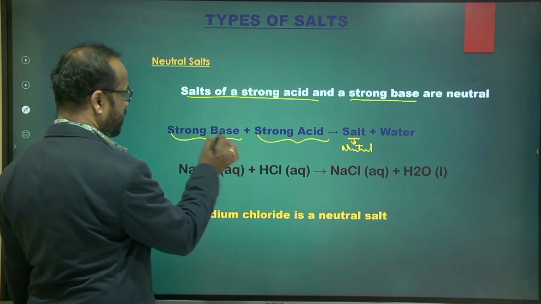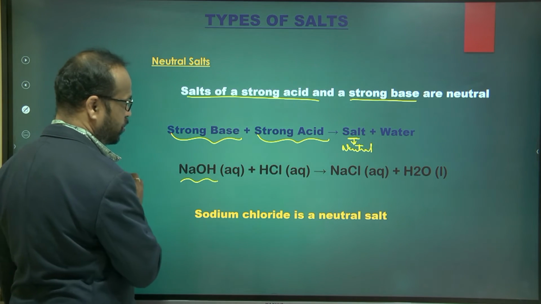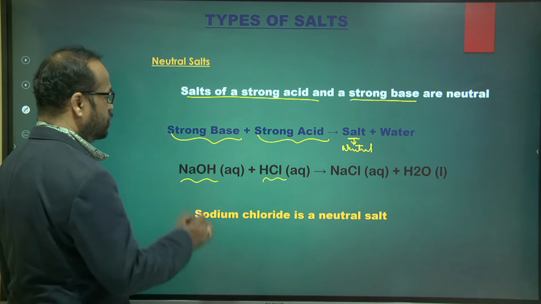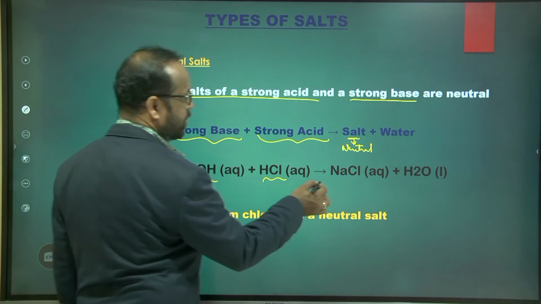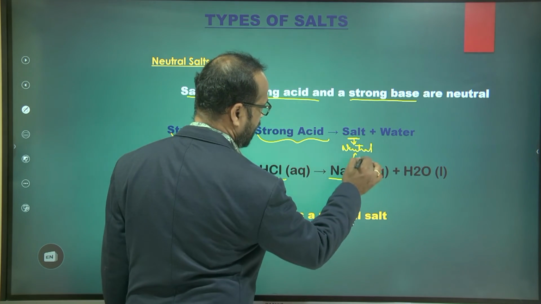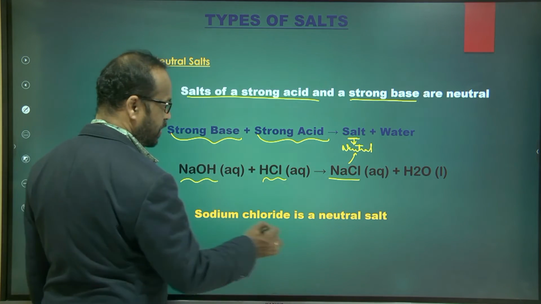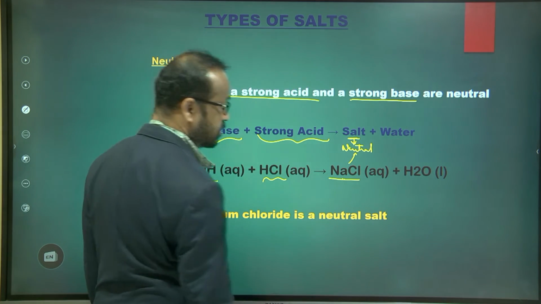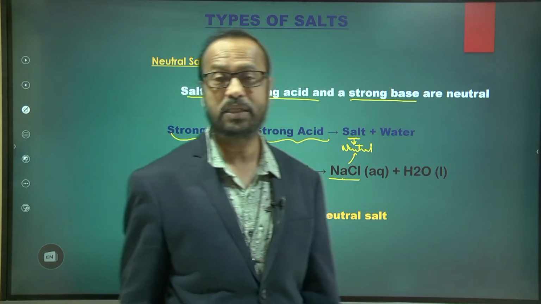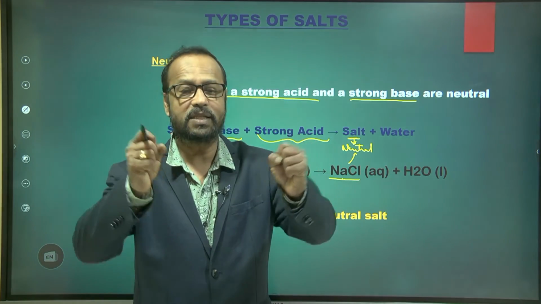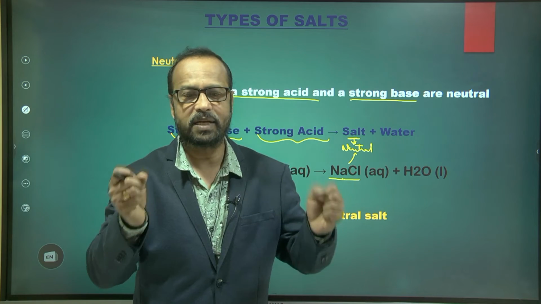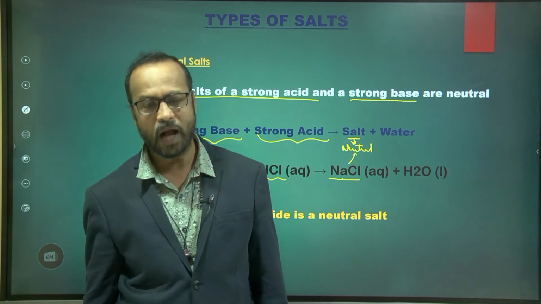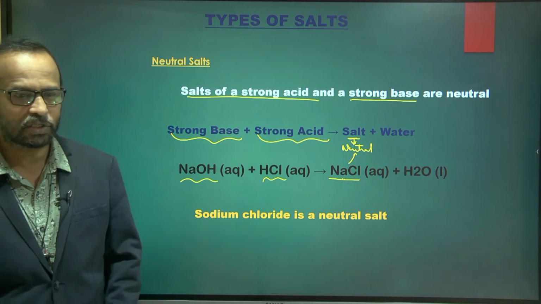Okay, so I already gave an example. Strong base is sodium hydroxide and strong acid is hydrochloric acid. This is strong, and this is also strong. When both are mixed, we get a salt which is neutral, and water. This salt is NaCl, sodium chloride. Sodium chloride is a neutral salt. Why is it a neutral salt? Because it is formed from the same strength of acid and base, a strong acid and a strong base. So that's why it is neutral. Is this clear to you now? Yes, sir.